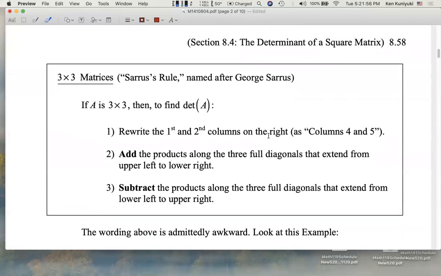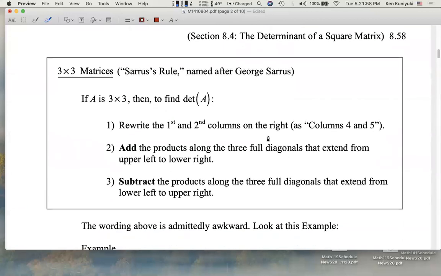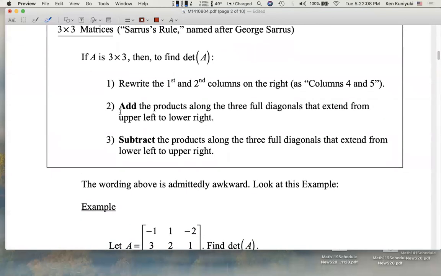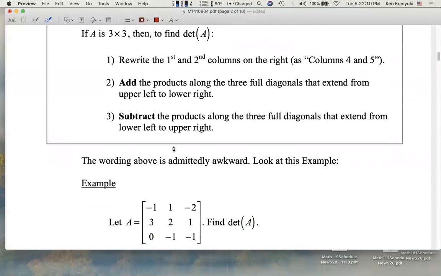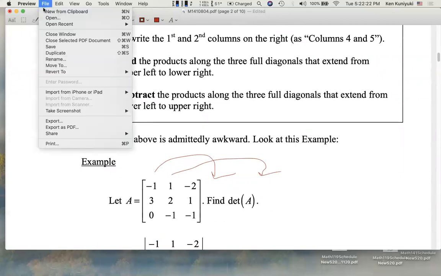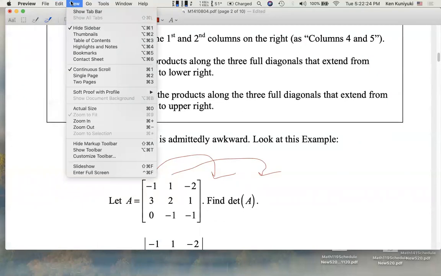Now, the shortcut for 3-by-3, this is given in some books, but not all. Sarrus's rule, named after Pierre Sarrus, actually. So for a 3-by-3, this seems almost random, but the rule is that you take the matrix, you write the first and second columns over to the right as columns 4 and 5. And then you do this. Well, maybe I'll do a duplicate.